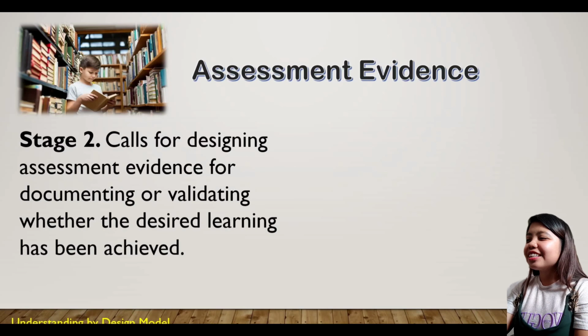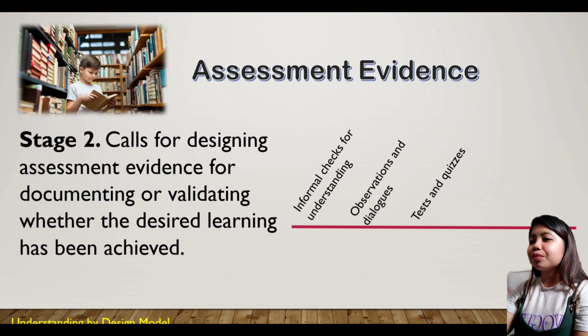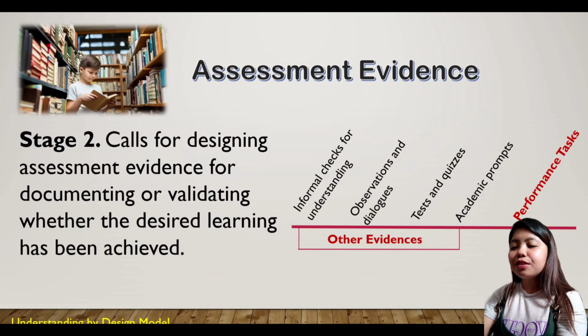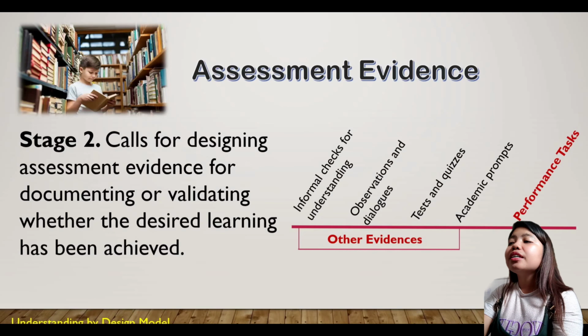The second stage of backward design is when instructors consider the assessment and performance tasks students will complete to demonstrate understanding and learning. Other evidence refers to types of evidence that will show if students have demonstrated achievement of the desired result.